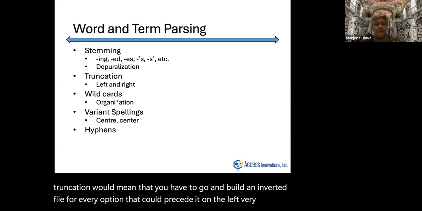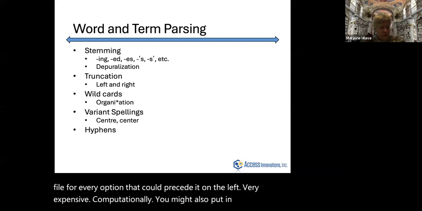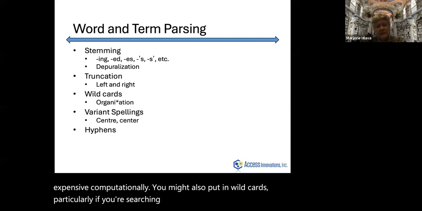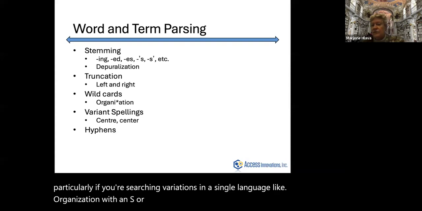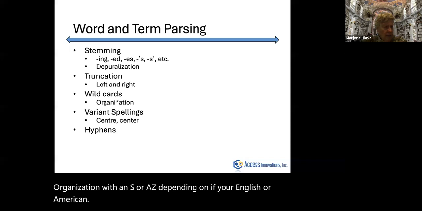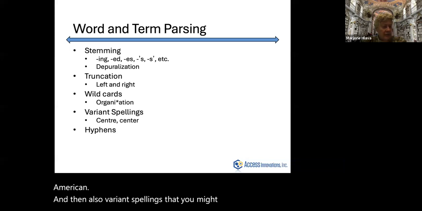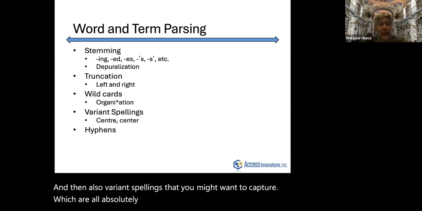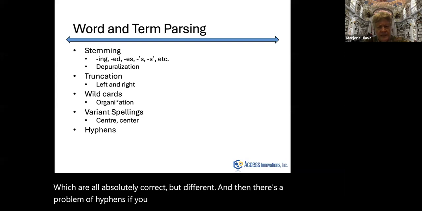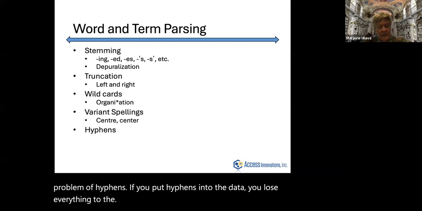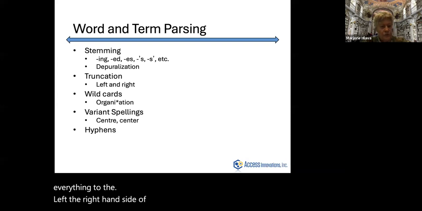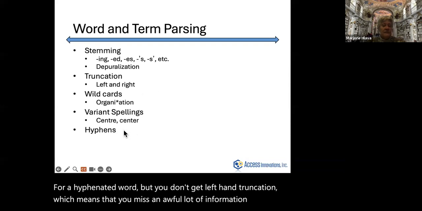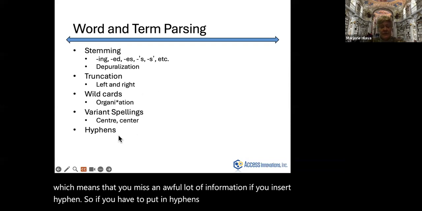Very expensive computationally. You might also put in wildcards, particularly if you're searching variations in a single language, like organization with an S or a Z, depending on if you're English or American. And then also variant spellings that you might want to capture, which are all absolutely correct, but different. And then there's the problem of hyphens. If you put hyphens into the data, you lose everything to the right-hand side of the word when you search. So you can stem for a hyphenated word, but you don't get left-hand truncation, which means that you miss an awful lot of information if you insert hyphens. So if you have to put in hyphens, I recommend that you put in a space, hyphen, space.